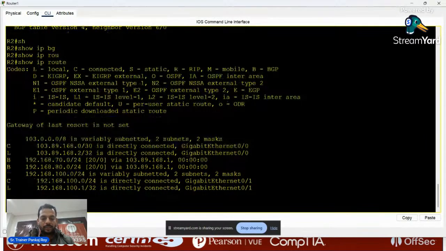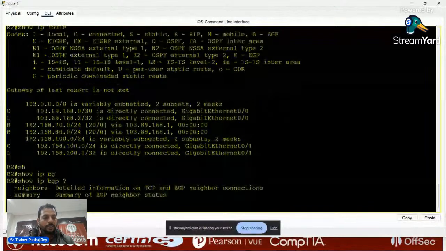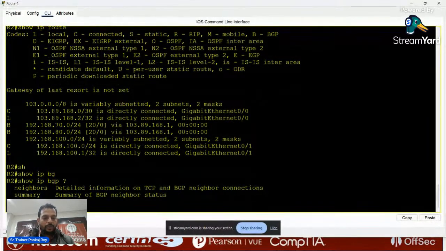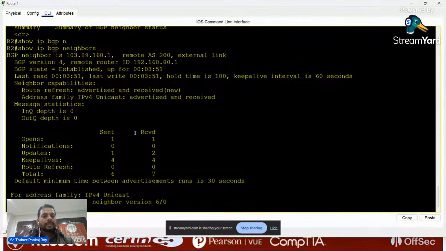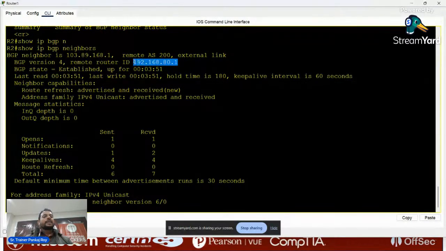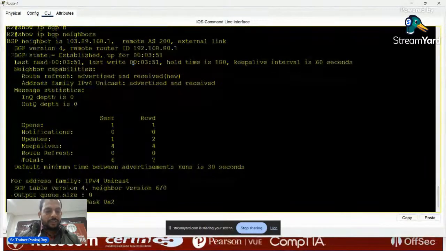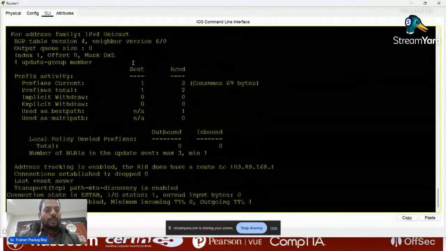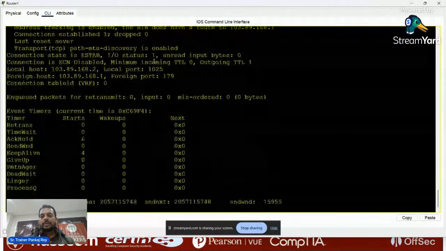So I check once more: show ip bgp, check with question mark, network and summary. Look at this network: the BGP network is 101, remote is 200, external link, BGP version 4, remote router. That means this is the router on the other side, because I am here on BGP, I am here on router 2. So router 2 receives the traffic from these networks. Okay, look at that, these are all the things. So that finishes the EBGP configuration.